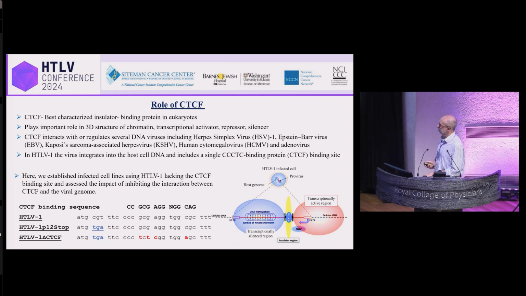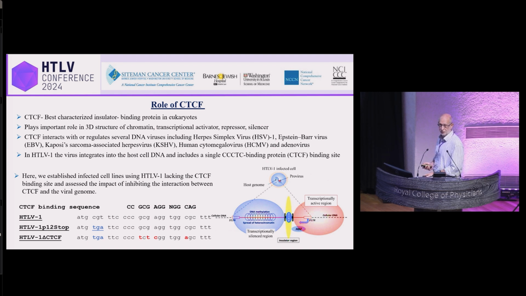So we established infected cell lines using HTLV1 lacking the CTCF binding site and assessed the impact of inhibiting the interaction of CTCF with the viral genome. To do this, we mutated the consensus CTCF binding site in a mutant HTLV1 delta CTCF, as shown here in red. But these mutations required also an alteration of the P12 coding sequence. So to correct for that, we actually truncated P12, eliminating the last 27 codons of the P12 open reading frame, and that portion of that protein is not known to have any significant biological functions.